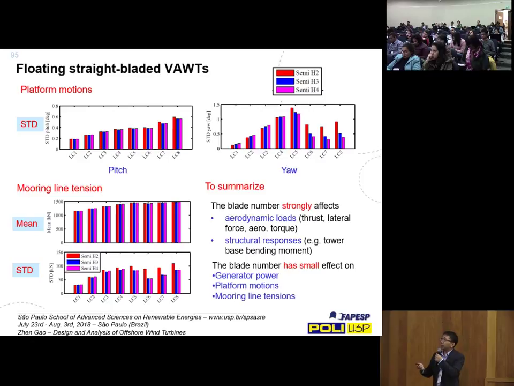Yes, and then if we look at the platform motion, they do not really influence a lot, and basically they are governed by wave-induced motions. And then for the mooring line tension, there is some reduction in the dynamics, but not so much. So basically, if we increase the number of blades, then we can reduce a bit the aerodynamic loads due to the 2P effect. And the global behavior, for example, the mean value of the power, is not affected at all.